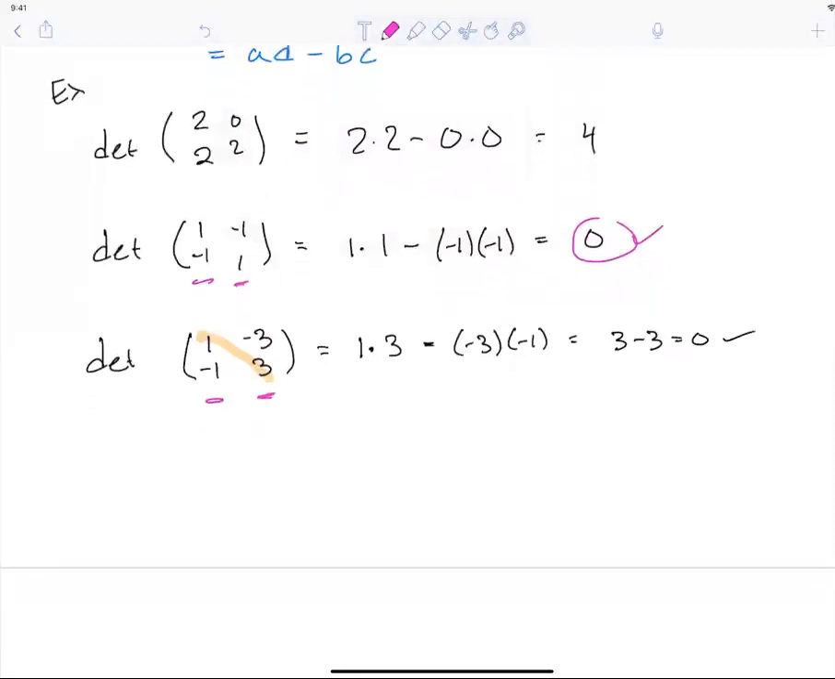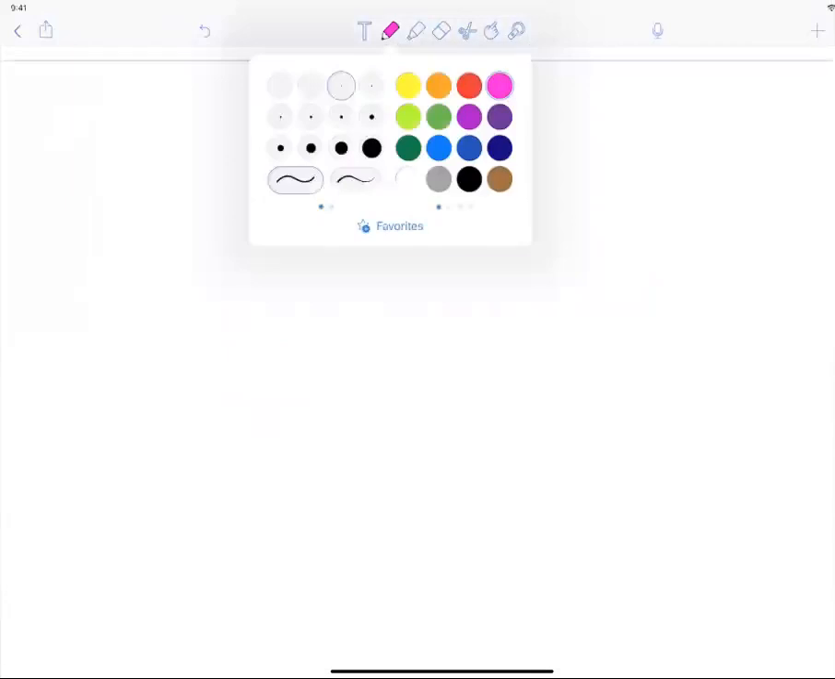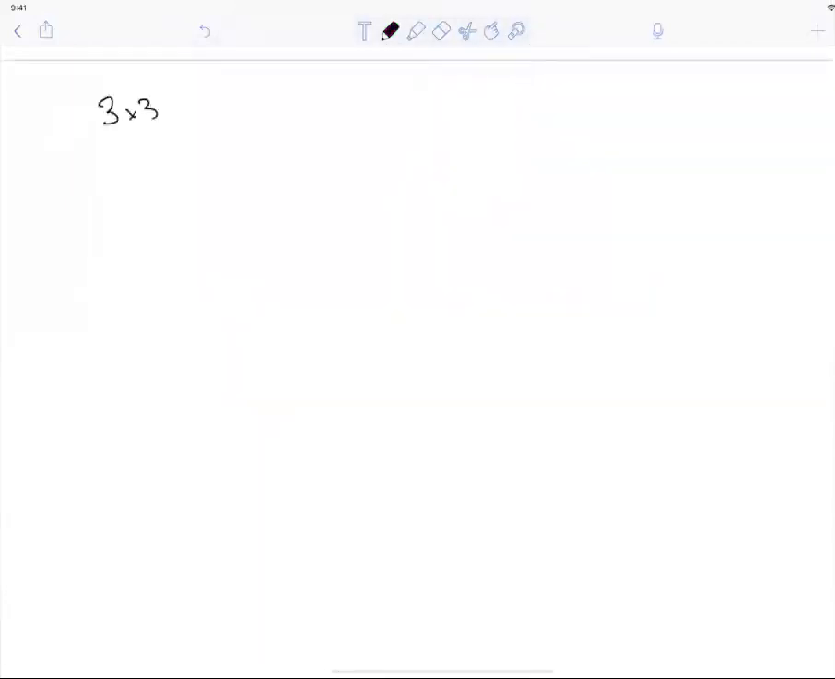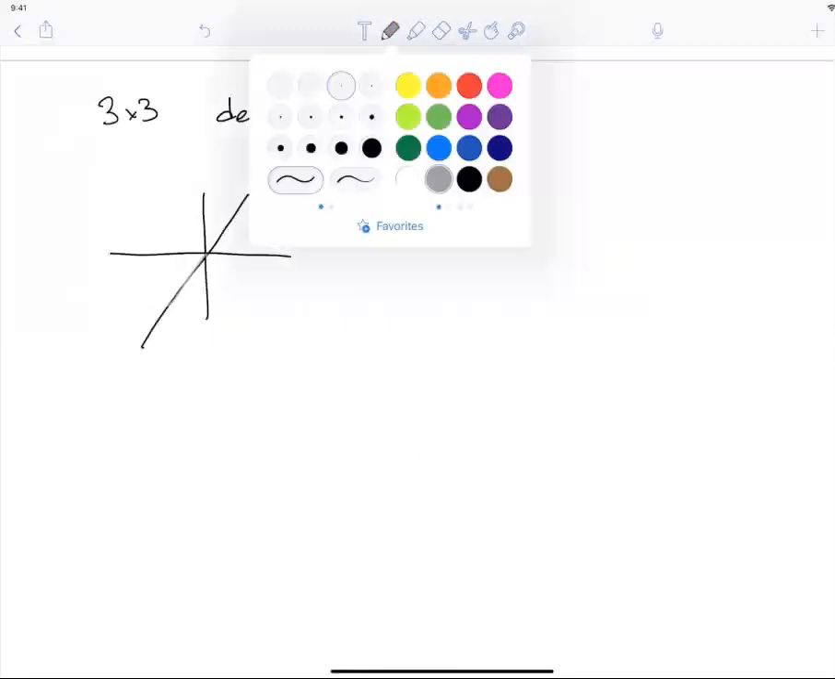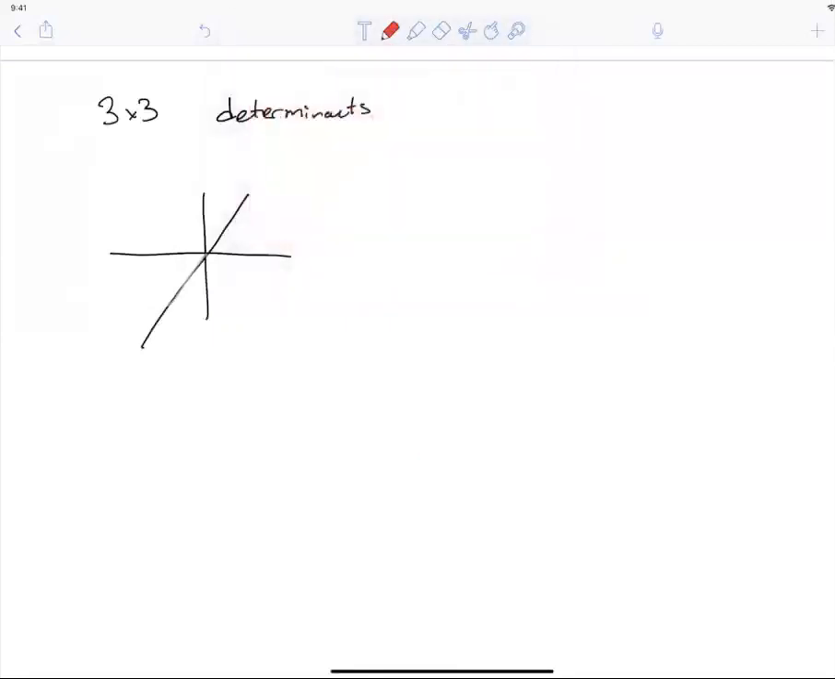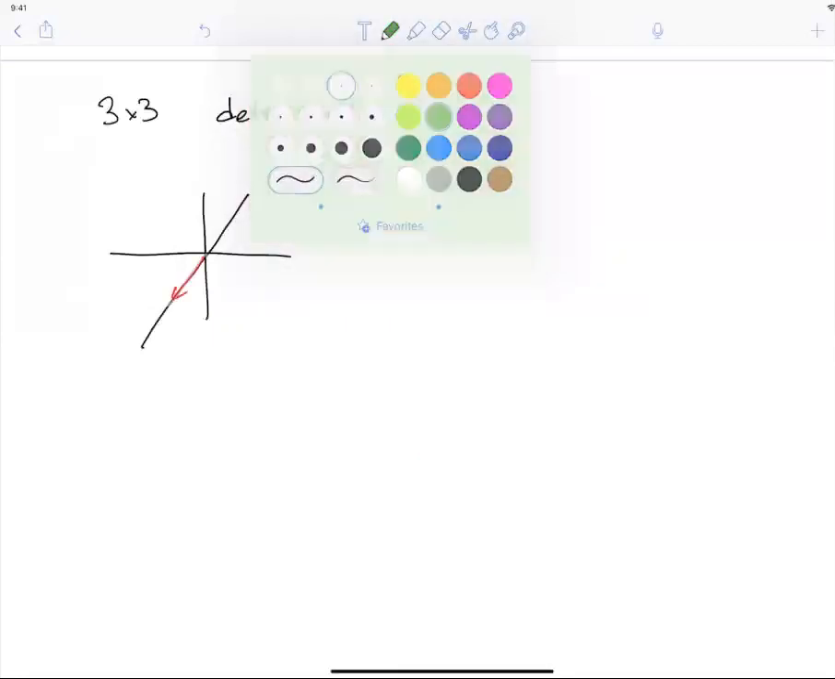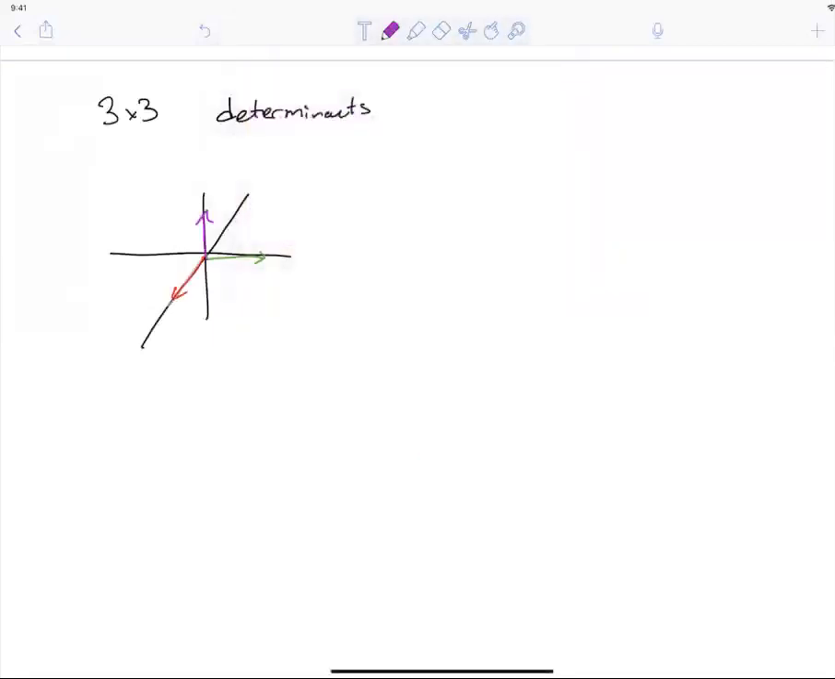Now we're going to go to a 3x3. This is where things get a little more complicated. So let's look at a nice before and after picture here. If we take the unit box, now we're looking at 3 dimensions. So we're going to take the unit vector in each of the 3 dimensions, and this is going to create a little box.